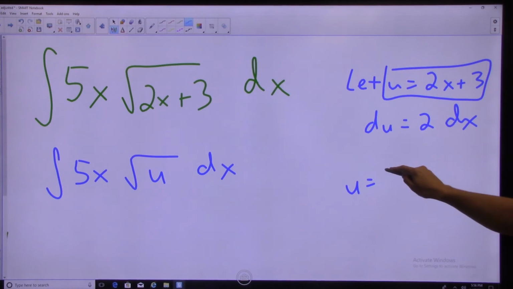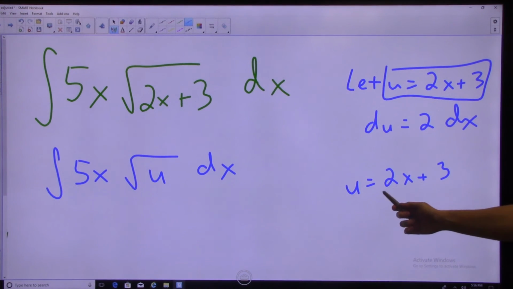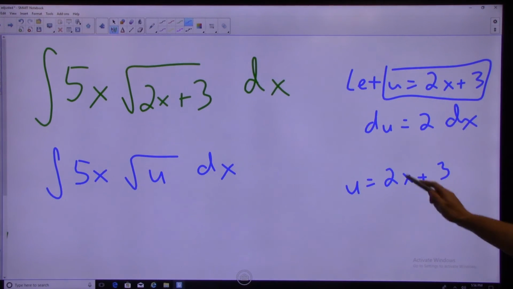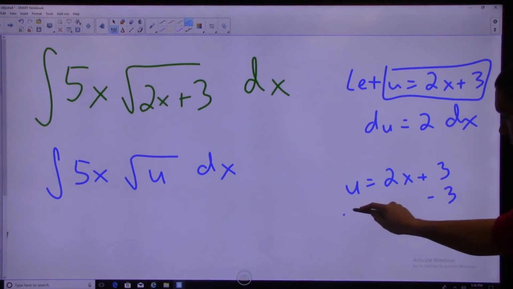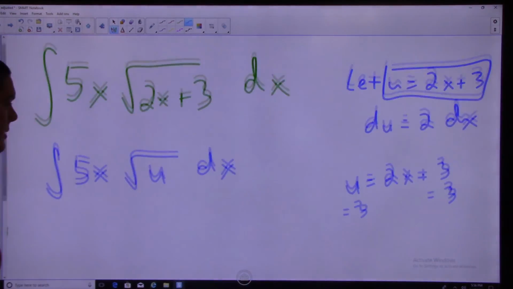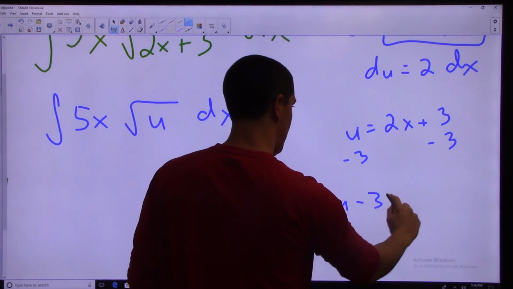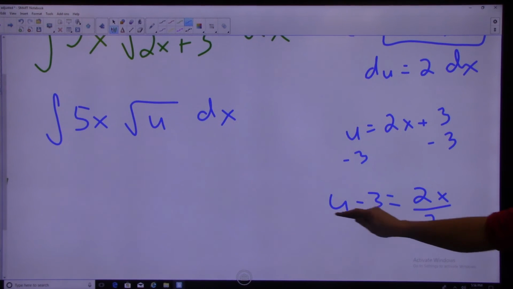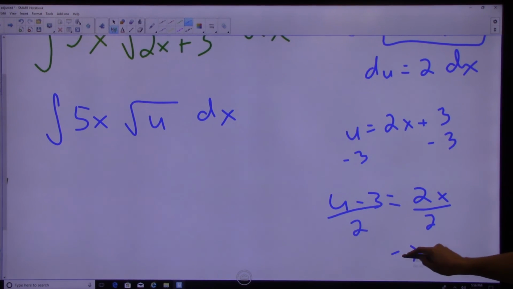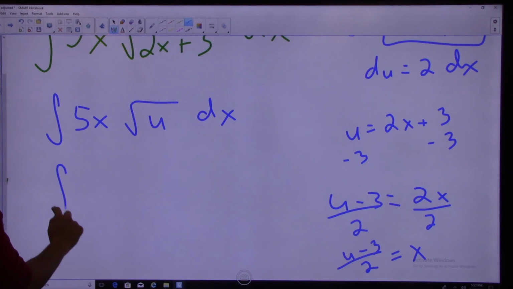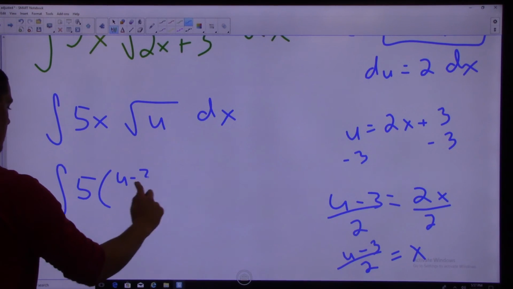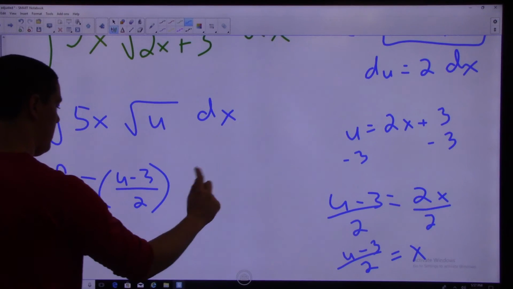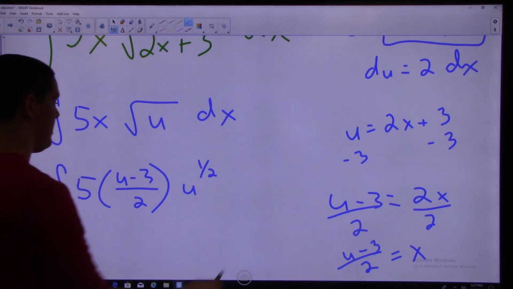Off to the side here, u is equal to 2x plus 3. What if I wanted to solve for x? Let's try to get x by itself. So let's subtract 3. This is going to be u minus 3 is equal to 2x. And then to get x by itself, I need to divide by 2. So x is going to equal u minus 3 over 2. So I'm going to replace x with u minus 3 over 2. And then this is going to be u to the 1/2 power, the square root of u.